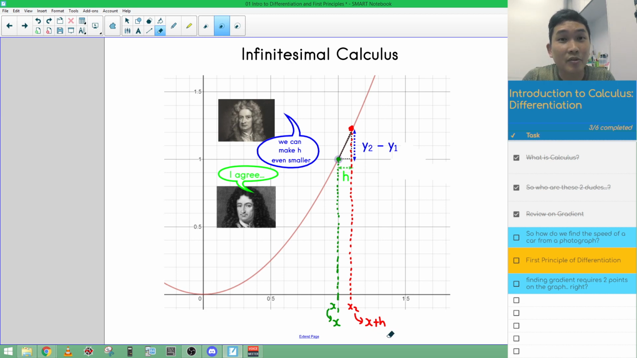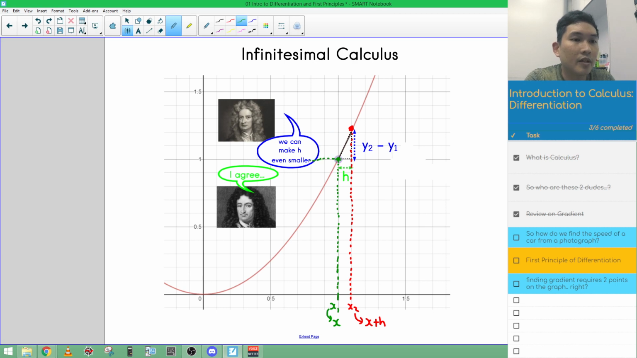Because the idea is very simple: we want to bring the 2 points closer and closer to each other. So instead of calling x1 and x2, I'm just going to call the first one x, and the second one is a distance of h away. So x and x plus h. Now let's look at the y coordinates.